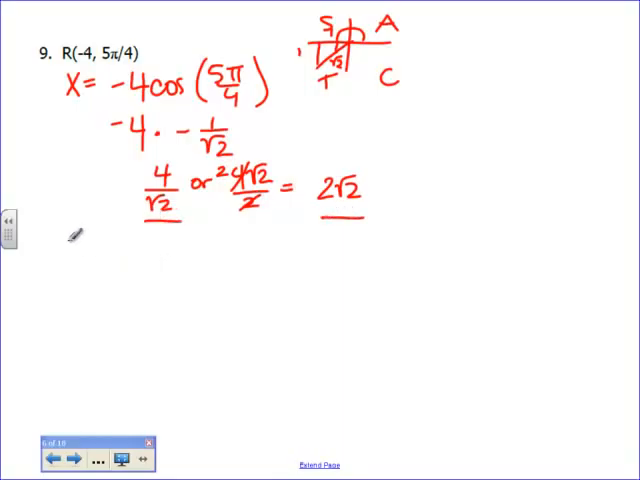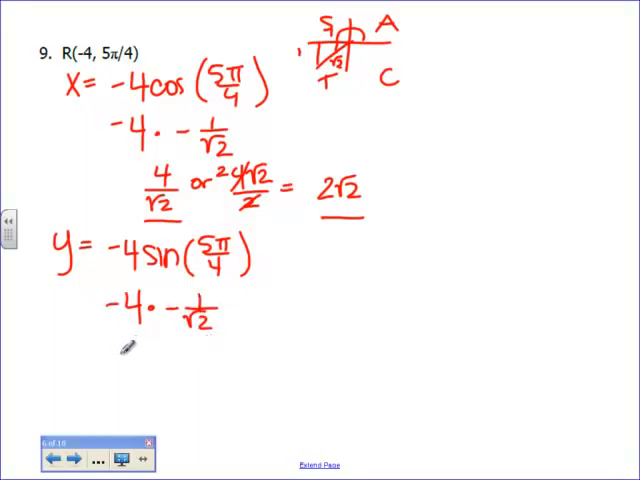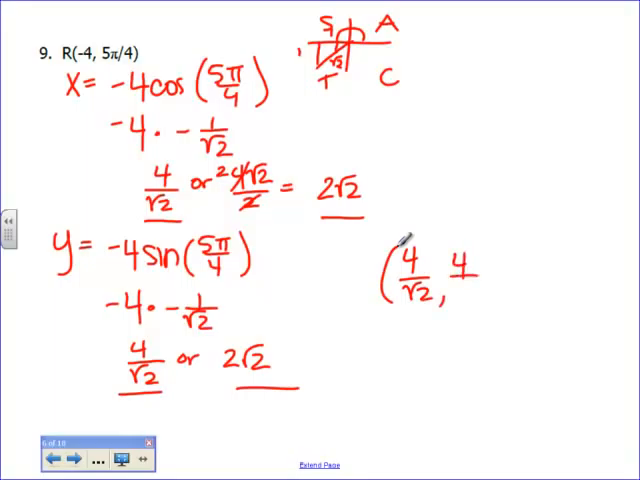For y, we use sine instead. But since it's that 45, 45, 90, it's still going to be the same value. You're still going to end up with negative 4 times negative 1 over square root of 2, or square root of 2 over 2. So it's going to be 4 over square root of 2 again, or 2 square root of 2. Again, I would take either answer. So your pair is either 4 over square root of 2, 4 over square root of 2, or it's 2 square root of 2, 2 square root of 2. I think you can probably tell which one of those is nice and neater and came from the song, that 2 square root of 2.